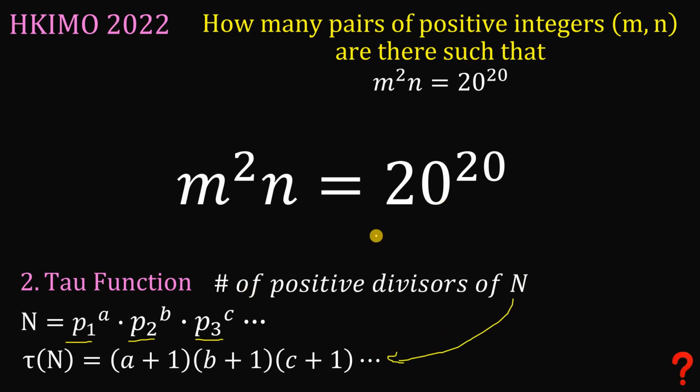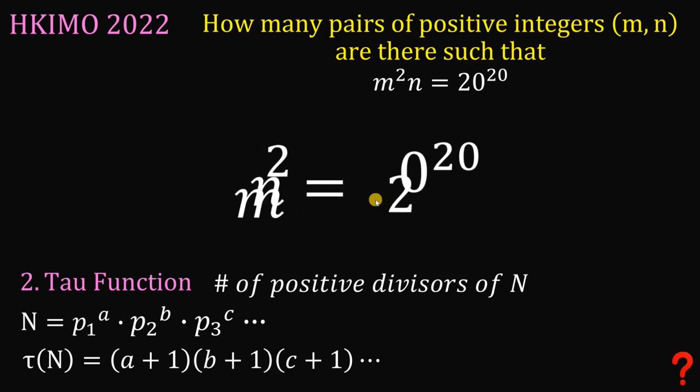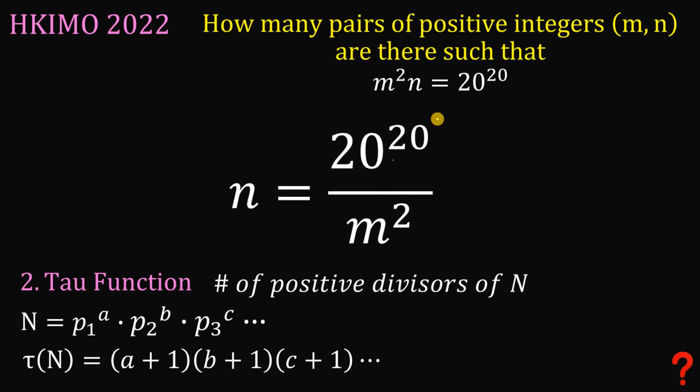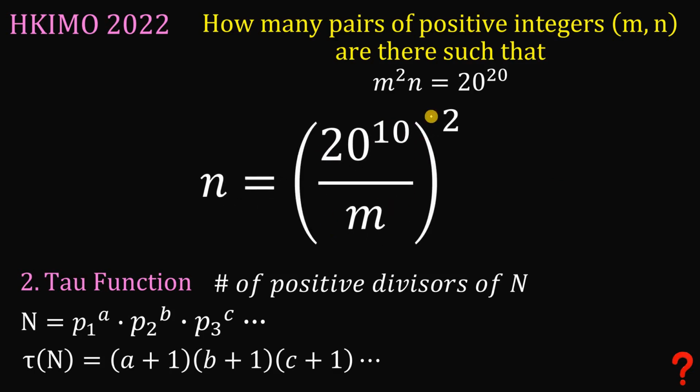So we will apply this to this question. To do that, let's divide both sides by m squared. Now, 20 is 2 times 10, so we can rewrite the right-hand side as 20 raised to the power of 10 over m raised to the power of 2. Now, since n is a positive integer, this expression, 20 raised to the power of 10 over m, must be an integer. And since this expression must be an integer, this m must be a positive divisor of 20 raised to the power of 10.